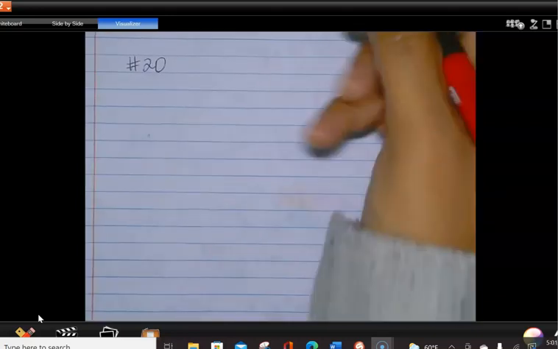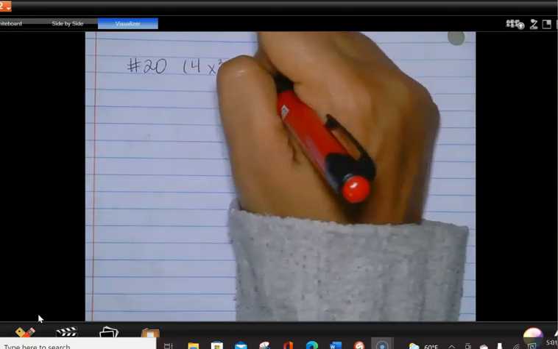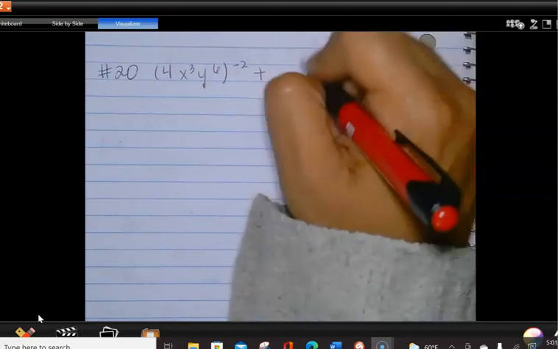All right, so let's get to number, I'm going to number 20. I'm going to do maybe like 3 of these really fast. So I have 4x cubed y to the 6 raised to the -2 plus, so I know I'm going to be doing something with combined like terms.